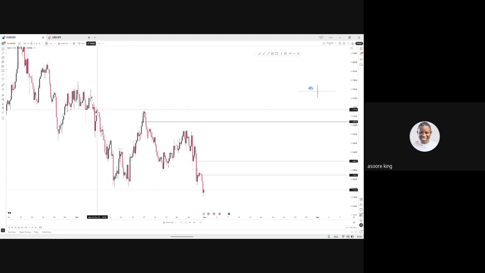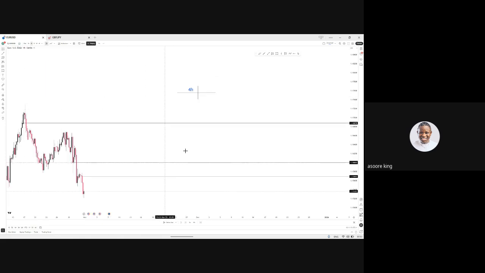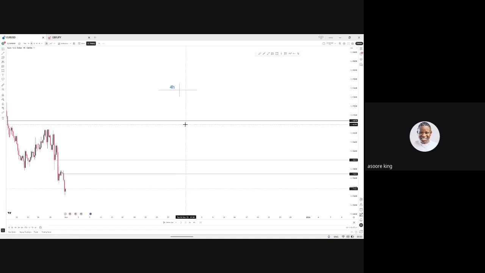Now, this is also a resistance. You saw that this rejection happened, but how deep did it go? It went above that level first. So now, let's say all these levels are marked on the 4-hour time frame. They are resistance, right? Price gets to that level, pulls back, and gives you this on the 4-hour time frame.